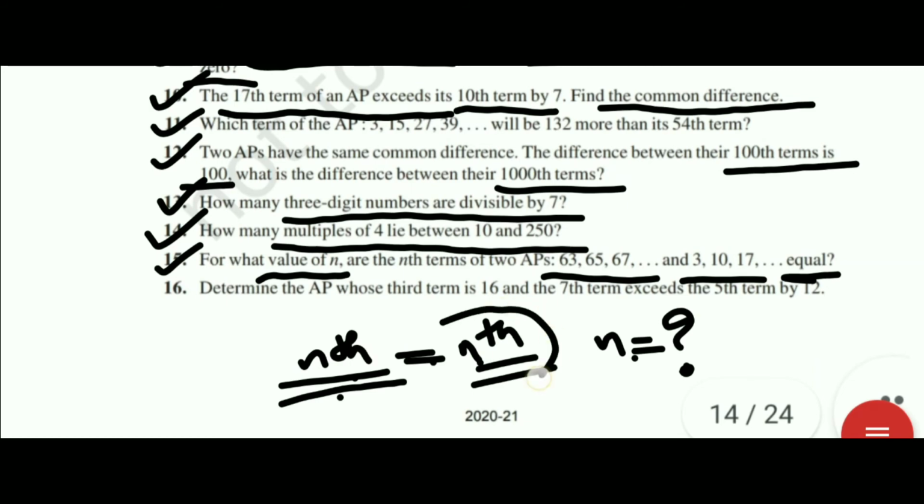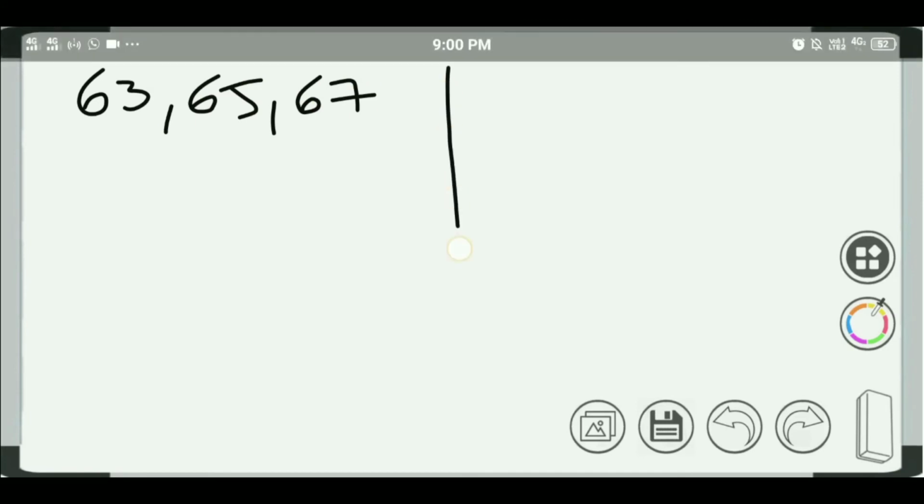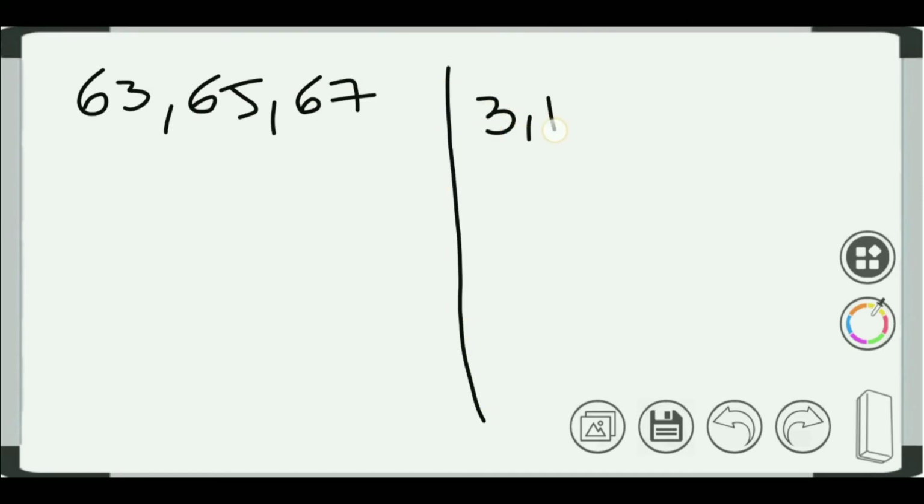Okay. Nth term means, what is nth term? Like we say third term, fourth term, fifth term, the same way you say nth term, because you don't know the value of n. N means number of terms. Both are different. Now we need to do this one. So the two APs are 63, 65, 67 and 3, 10, 17. So they told the nth terms of the two APs are the same.